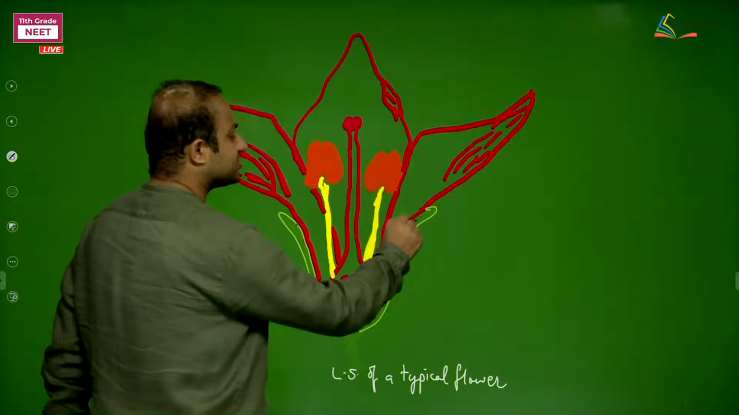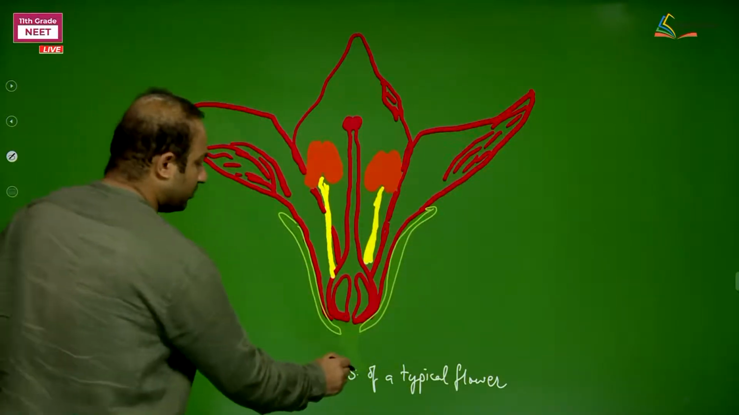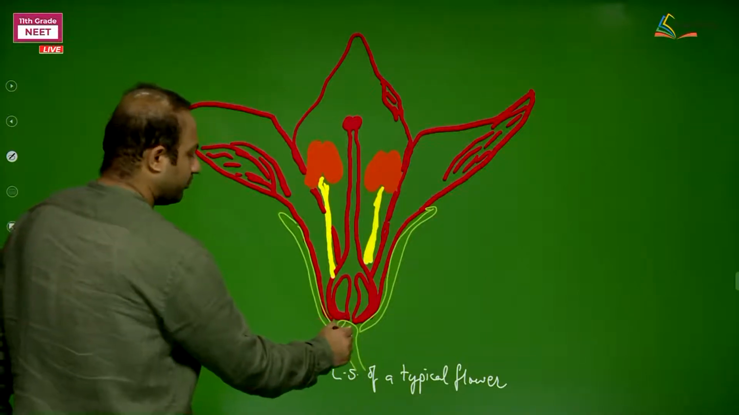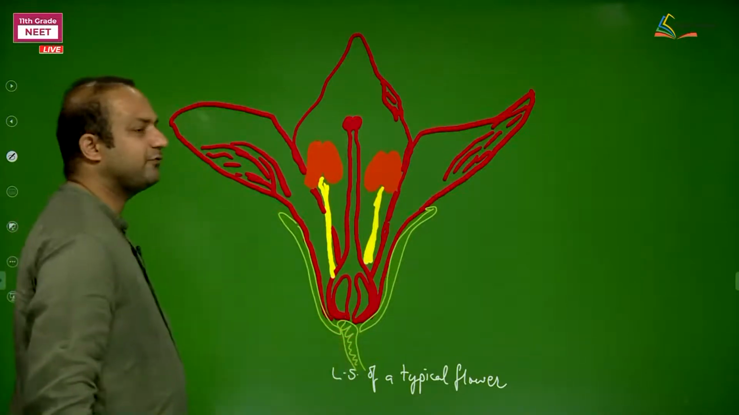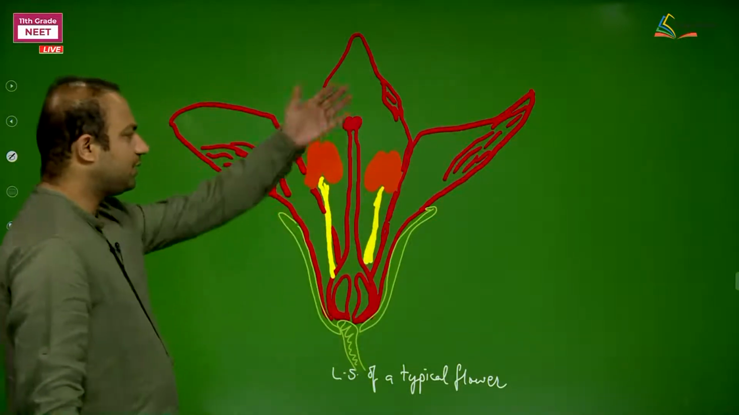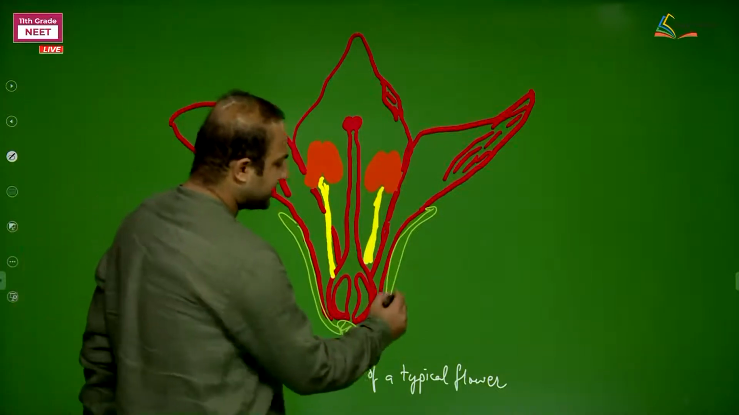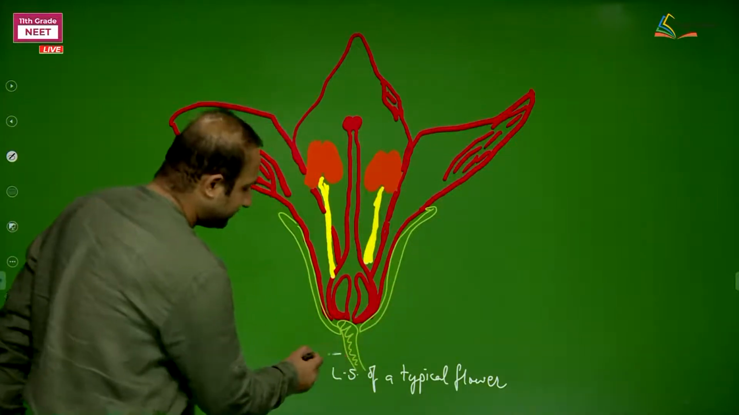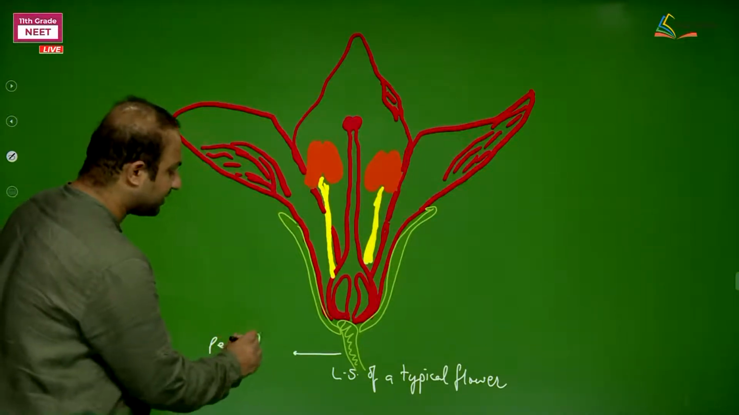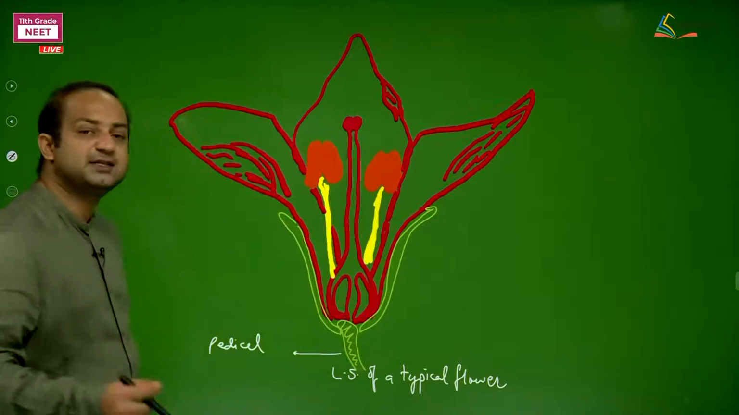The calyx consists of members which are called sepals, and below is this structure, which is the pedicel of the flower, meaning the stalk of the flower. Fine. So let me tell you one after one what these parts are. This is the pedicel, meaning the stalk of the flower, and if a flower does not have a pedicel, we call it sessile.